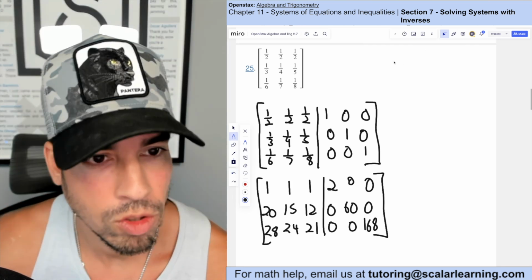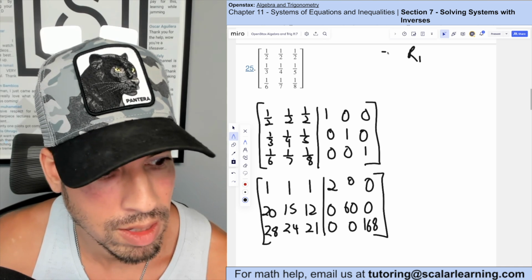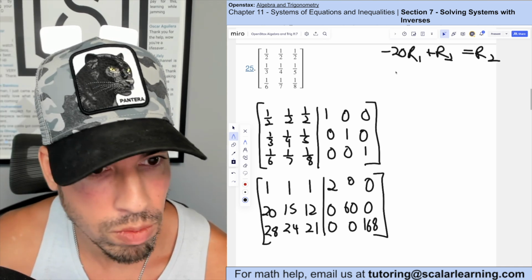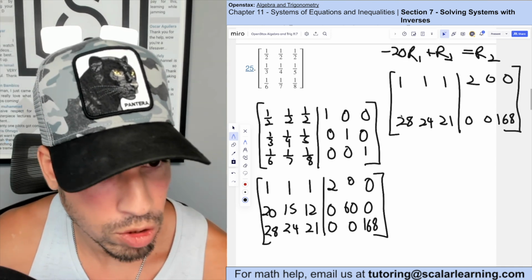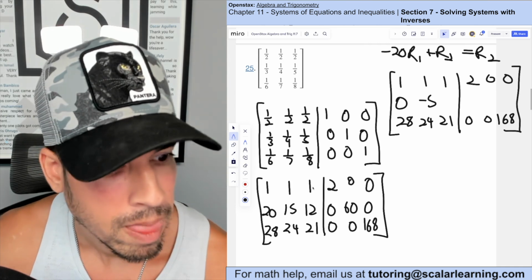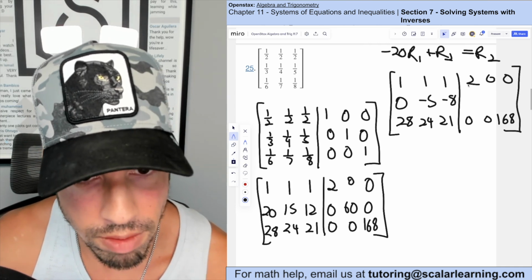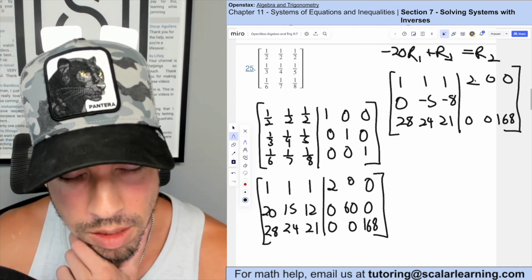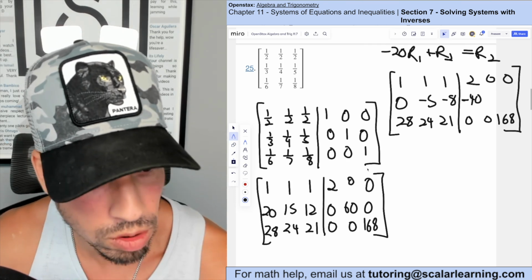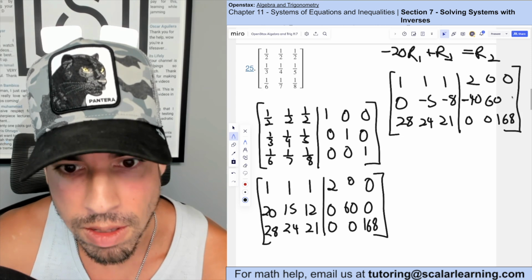So first, I'm going to do row 1 times negative 20 plus row 2 to get a new row 2. Let's write that out. So we got negative 20 plus 20 is 0. Negative 20 plus 15 is negative 5. And then negative 20 plus 12 is negative 8. Then we got negative 20 times 2 is negative 40 plus 0 is negative 40. These are 0, so these will stay the same, 60 and 0.